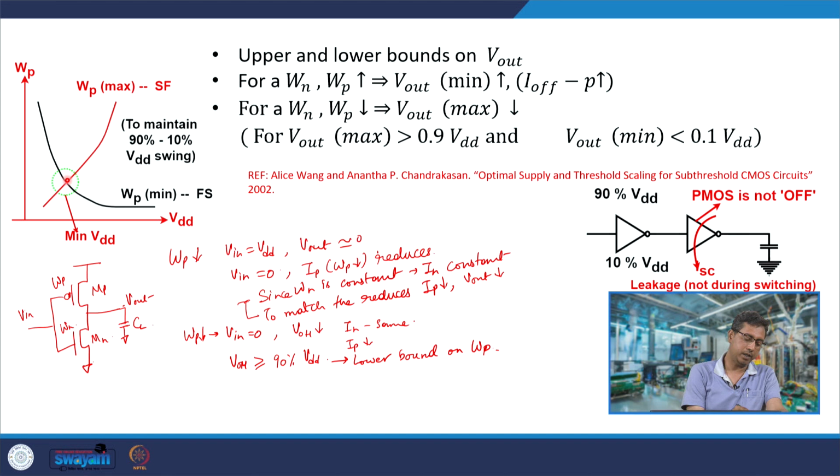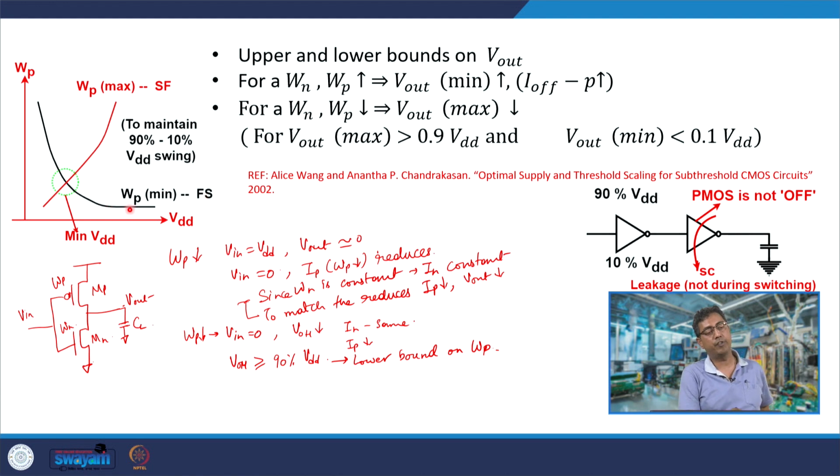So, you mean to say that beyond this, if you reduce VDD any further, you cannot maintain that. Suppose you have kept a bound of 10%: VOL should be smaller than 10% of VDD, and VOH should be larger than 90% of VDD. You cannot maintain that bound when you keep a VDD smaller than this. So, this point gives the minimum VDD, and you should also analyze it for FS and SF corners.